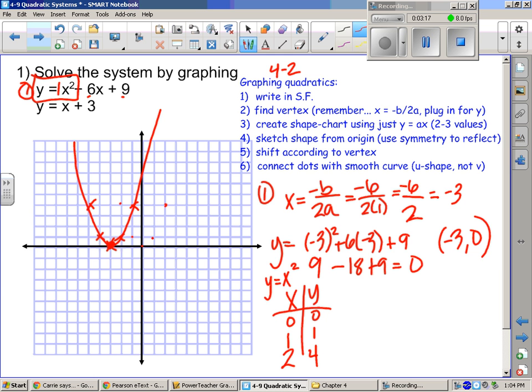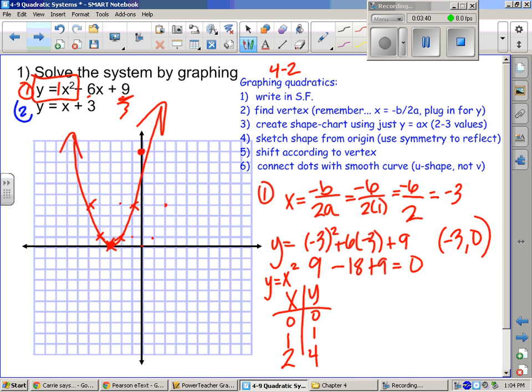A little shortcut too is remember this last number here is the y-intercept. So maybe my curve isn't very good. It's supposed to be right there. So you can also estimate it that way too. And we do need to be careful with these because it is really important that our graphs are exact because we have to find the intersection. So sometimes we've got to fudge it a little bit. All right, make those dots bigger.